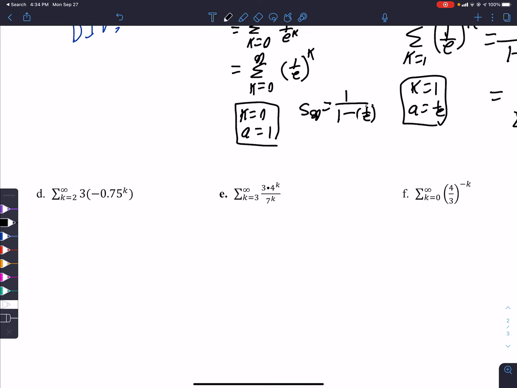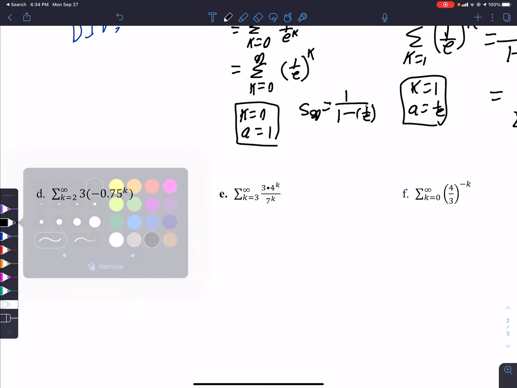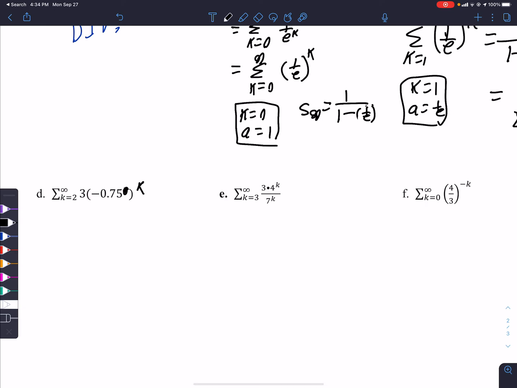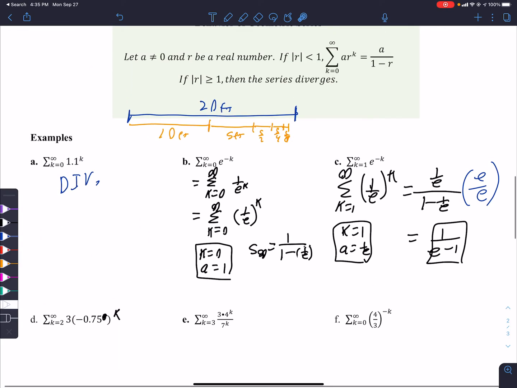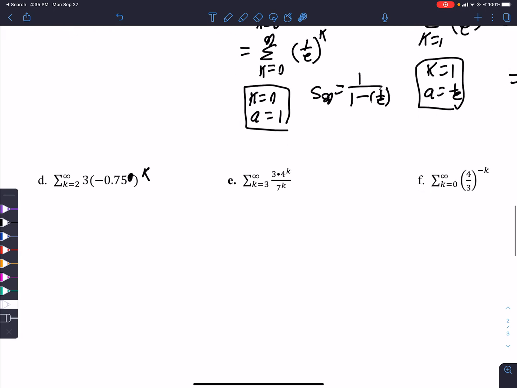Okay, I don't know if I copied this right, but we're going to have to deal with this. This k is supposed to be on the outside. My apologies. Just realized that k is out there. So, that's a geometric series because we have an r to the k power. Does this converge or diverge? Looking at the rule, the absolute value of r must be less than 1. Well, the absolute value of that is 0.75, which is definitely less than 1. So yes, this converges. What does it converge to?